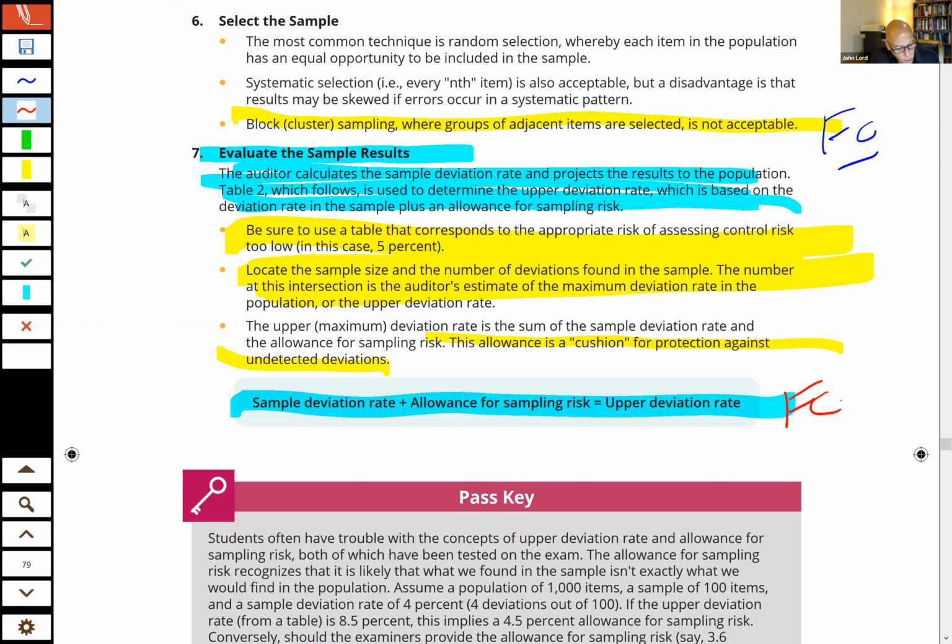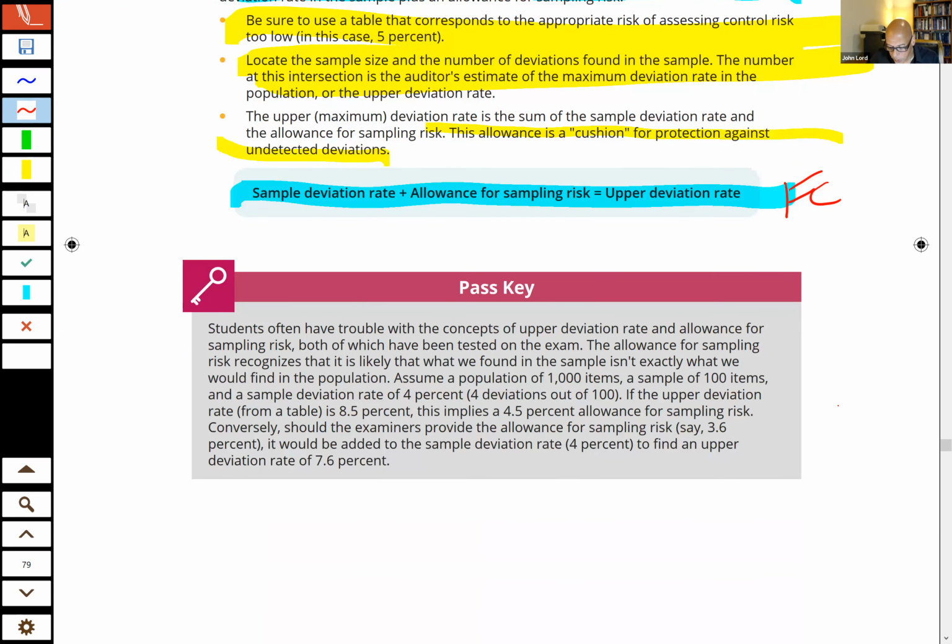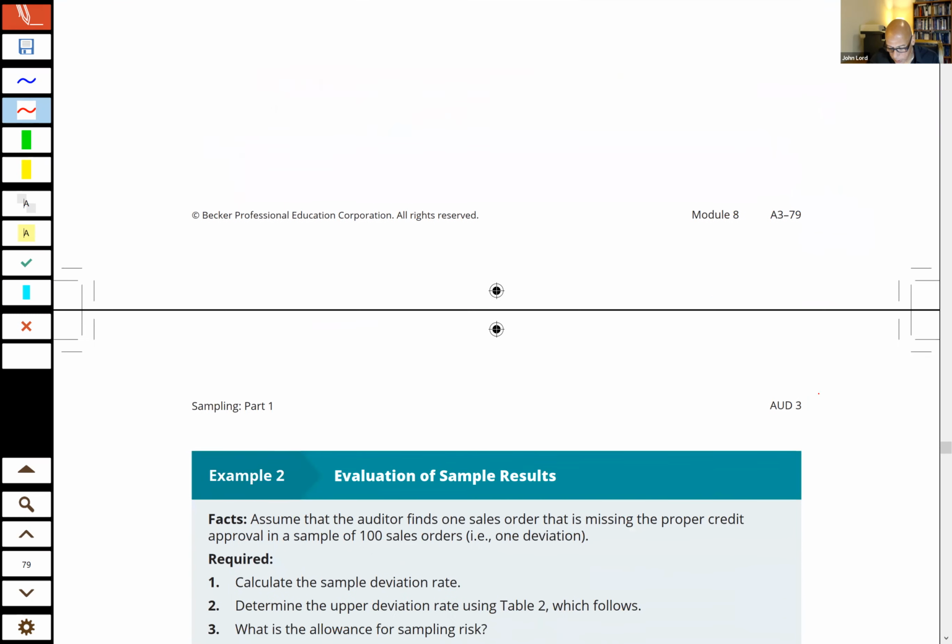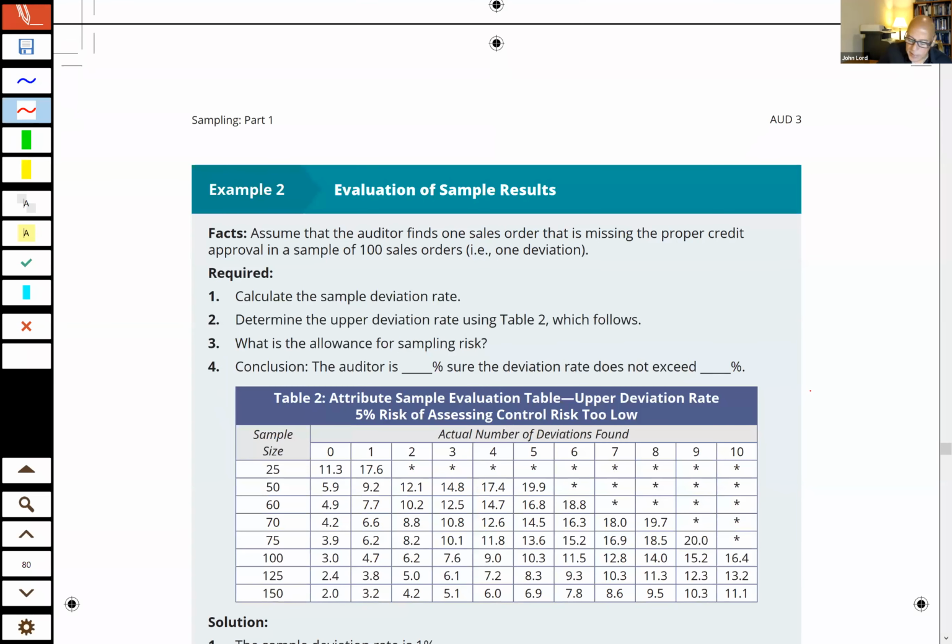So let's just look at this example right here. And guys, they kind of flipped on us a little bit here. They say the sample size is 100 sales orders. When we looked at the table, we found that it was 78, but they're throwing that out now and saying that we have 100 sales orders that we're looking at. So if we look at 100 sales orders and we find one deviation, what is our deviation rate?